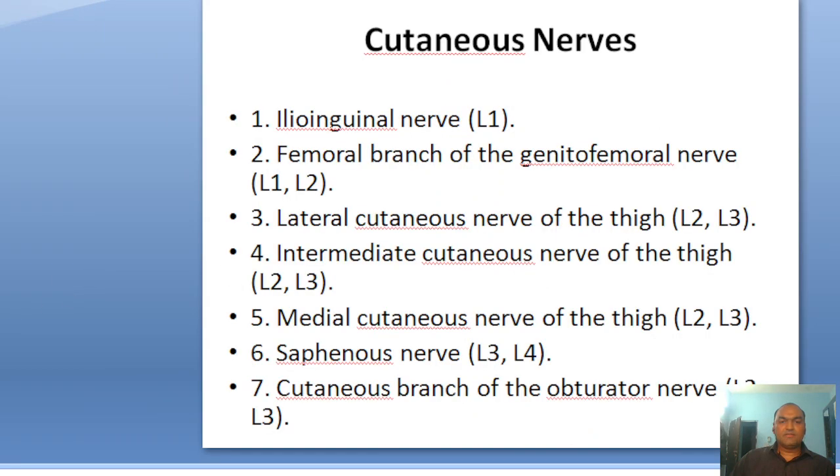And then let us start with cutaneous nerves. So in front of thigh, we see these cutaneous nerves. First, ilioinguinal nerve, L1; femoral branch of genitofemoral nerve, L1, L2; lateral cutaneous nerve of thigh, L2, L3; intermediate cutaneous nerve of thigh, L2, L3; medial cutaneous nerve of thigh, L2, L3; saphenous nerve, L3, L4; cutaneous branch of the obturator nerve, L2, L3.